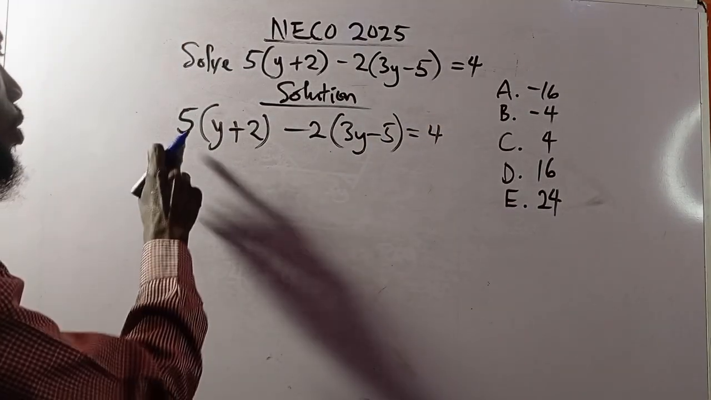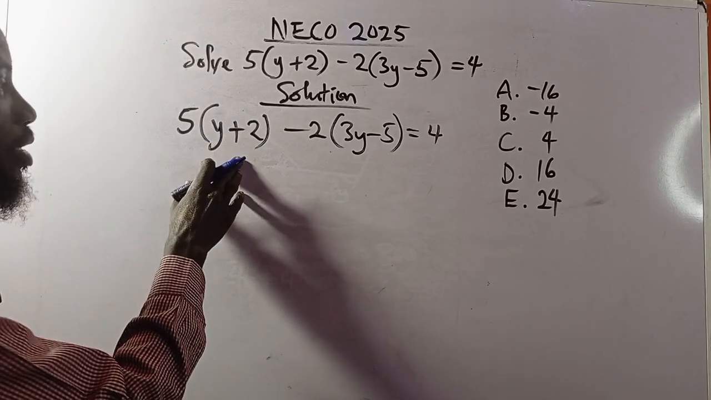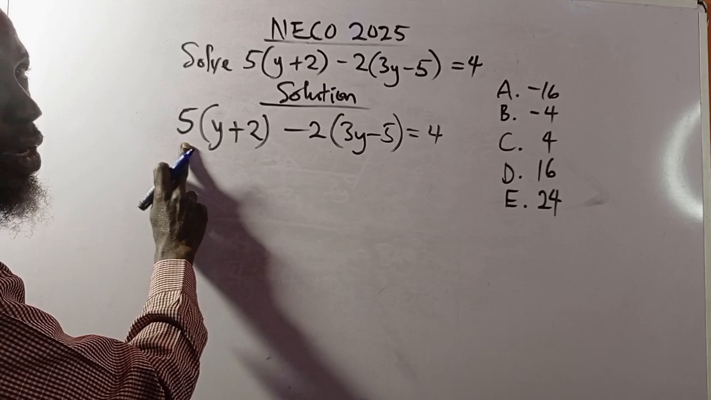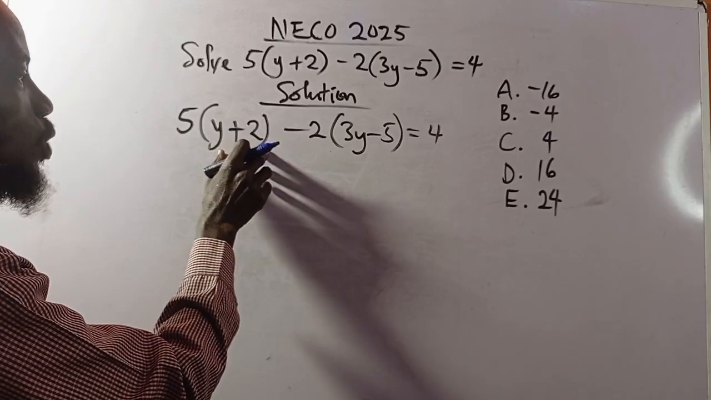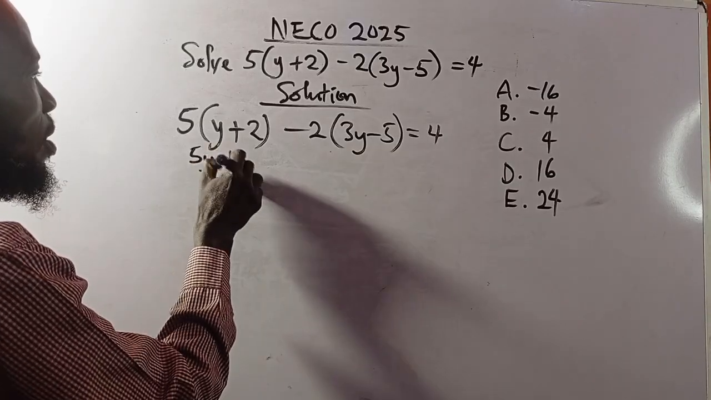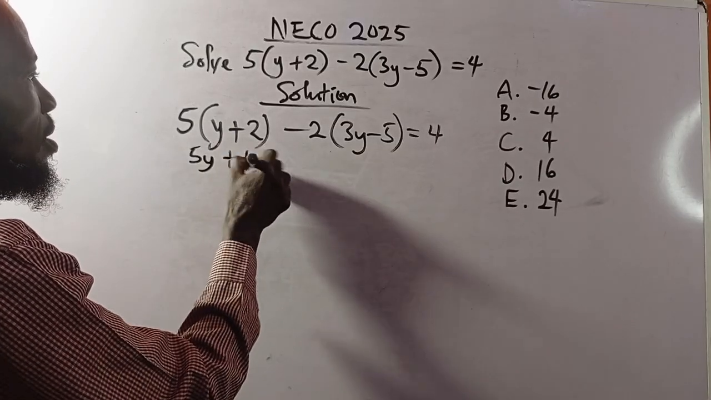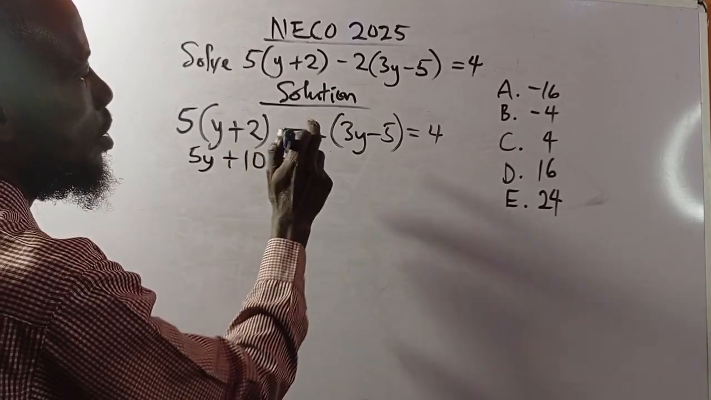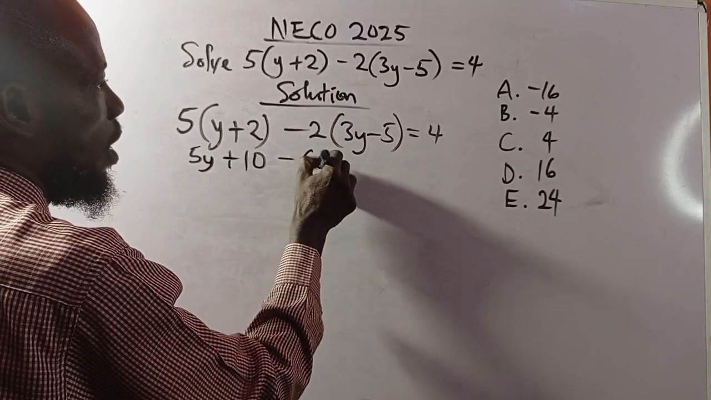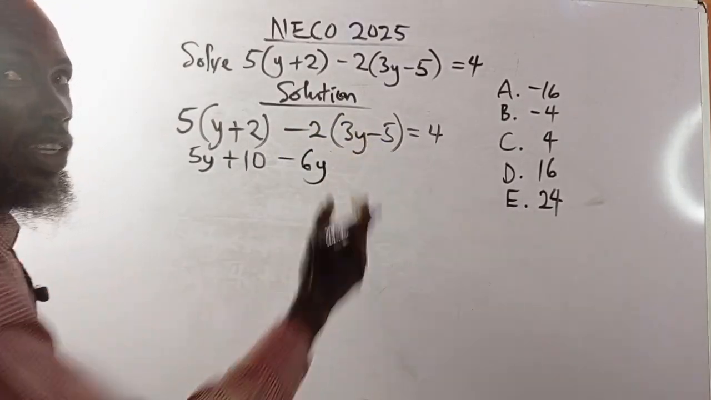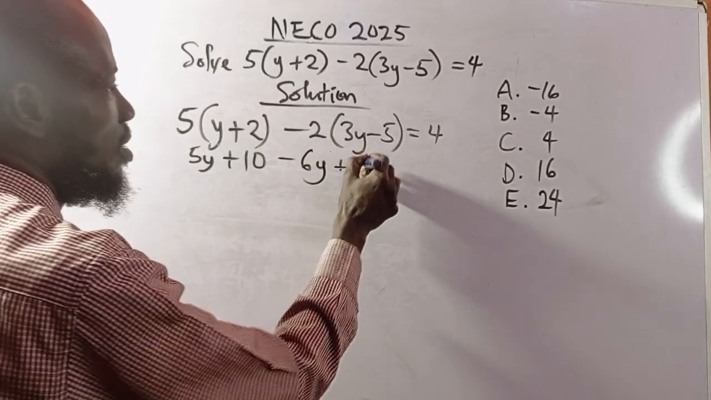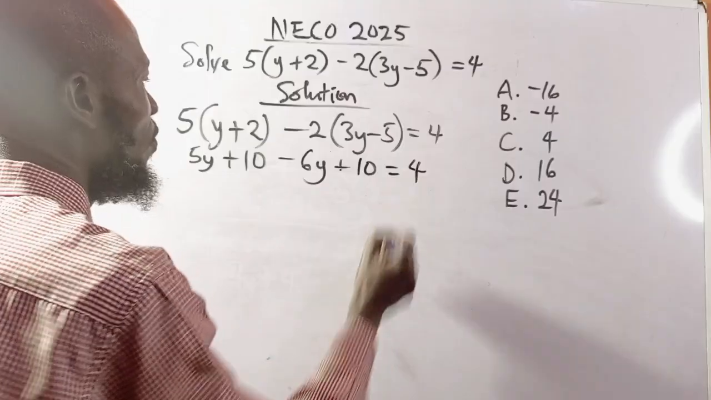Now we are going to expand. We will remove the brackets. What do we do? We use the outer term to multiply all we have in the brackets. So we have 5 times y, that's 5y, then 5 times 2, that's 10, minus, so 2 times 3y, that will give us 6y, minus times minus, that will give us what? Plus. So 2 times 5, that's 10, equals 4.